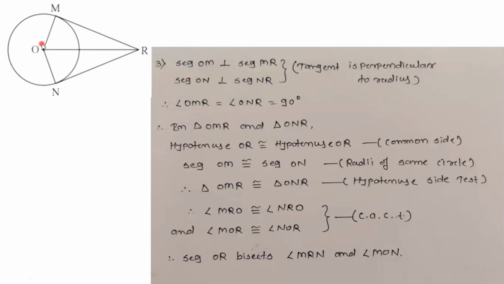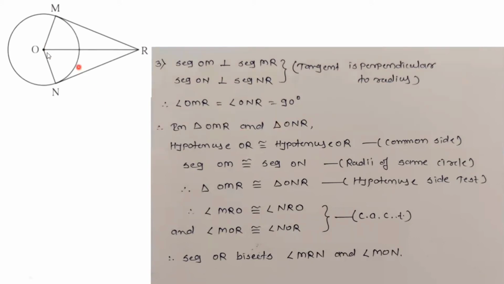As OM is a radius and RM is a tangent, OM is perpendicular to segment MR. Similarly, ON is the radius and NR is the tangent. ON must be perpendicular to segment NR because a tangent is perpendicular to the radius. Hence, the measure of angles OMR and ONR is 90 degrees each.